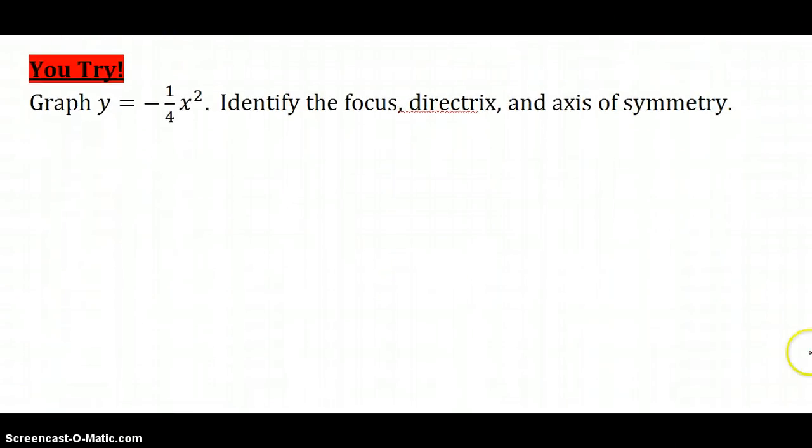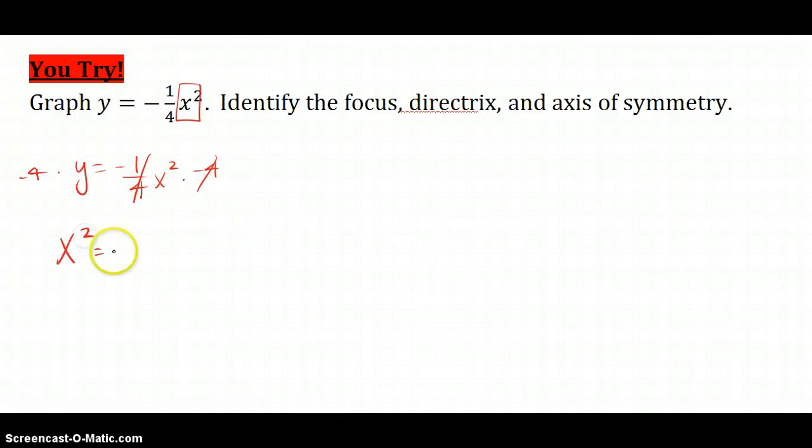So I want you to go ahead and try graphing one on your own. First step is to solve for the squared term. So you want to get this all by itself, so you're going to multiply by -4 on both sides. So your equation is x squared equals -4y. Okay, so we have your equation.